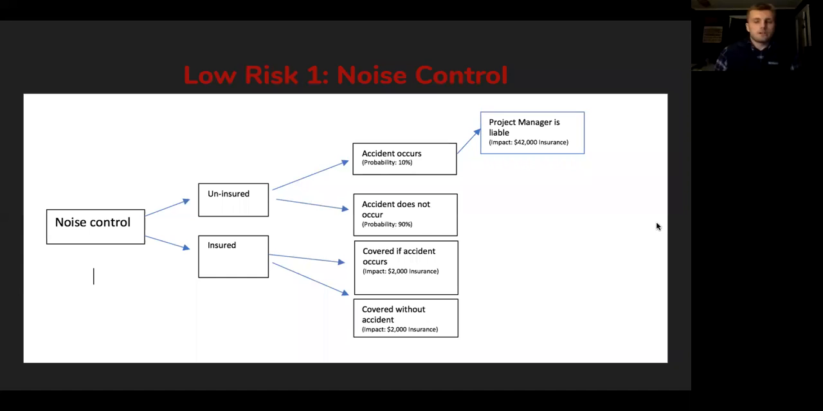So the first risk we went with was noise control, and we decided to put that as a low risk. Now, when it comes to noise control, we figured the probability of an accident occurring due to noise was about 10%, and the probability of an accident not occurring from noise at about 90%. On one hand, if we were uninsured and an accident does occur, we could be liable for $42,000 worth of damage. On the other hand, if we're insured, we would be covered and we'd only have to pay $2,000 for the insurance.